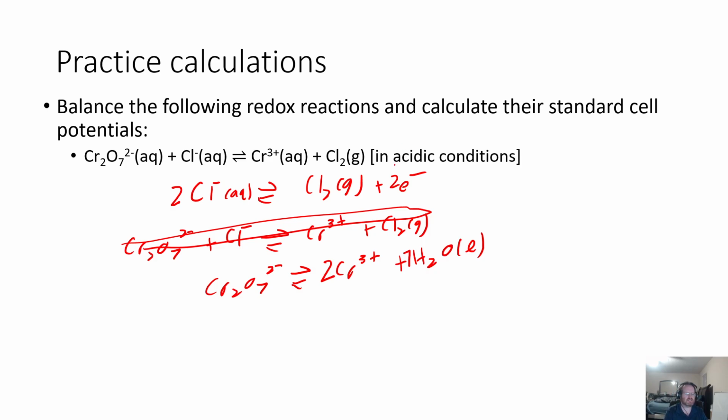We're told this is in acidic conditions, so you're going to have a bunch of H+ around, so I should add enough H+ to balance those. That'll be 14 H+, and it's H+ aqueous. And so now we've balanced all the atoms. We've got to figure out the electrons.